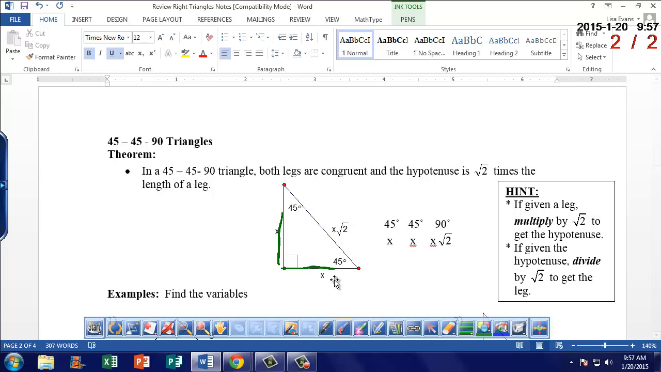Okay? So here's the hint. If you are given a leg and you need to find the hypotenuse, you're going to take that leg and multiply it by root 2. If you're given the hypotenuse and you need to find the leg, you're going to take that hypotenuse and divide by root 2. So let's go ahead and try this. You definitely should memorize this. So what I tell students to memorize it is x root 2.